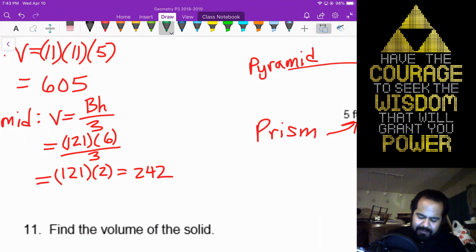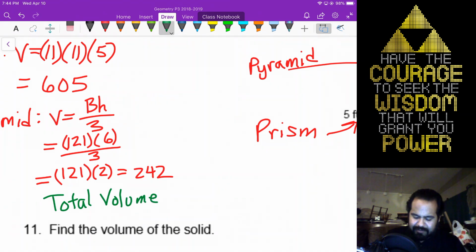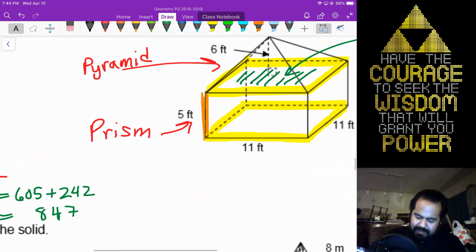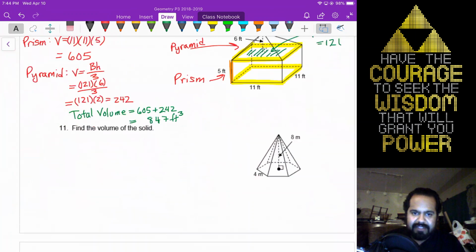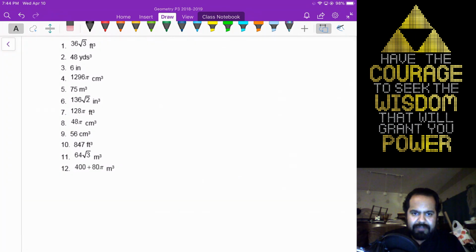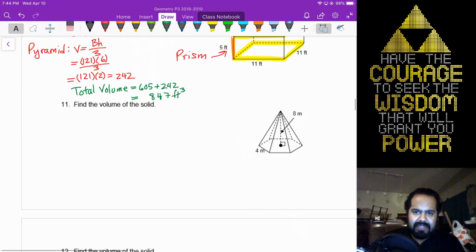So now, total volume, we're going to add those two volumes together. 605 plus 242. So that's going to give us 847. What are the units? Cubic feet. I don't know why this number seems off. 847. Let's check that out. Yeah, that's right.